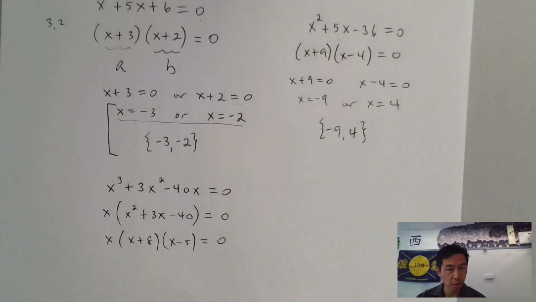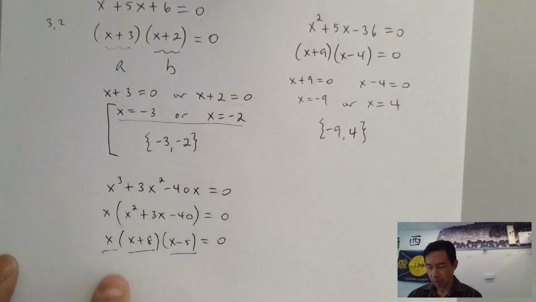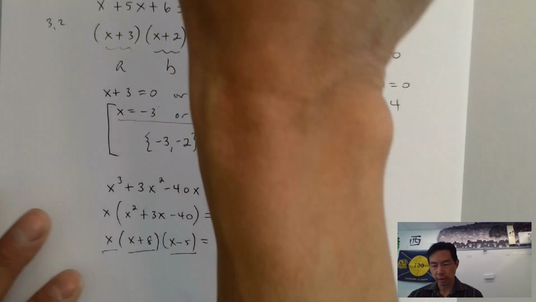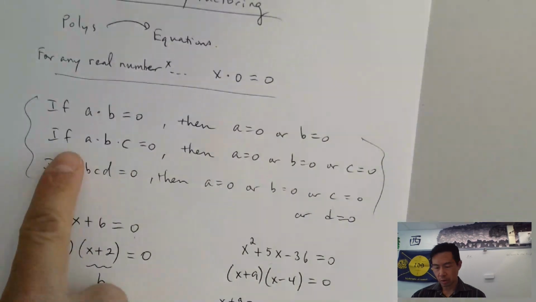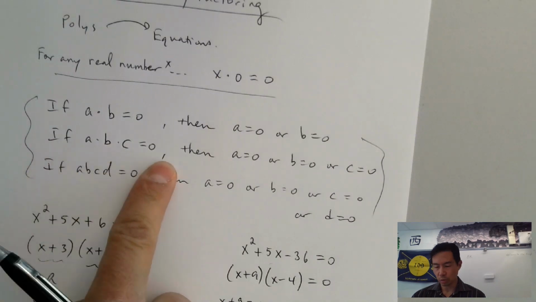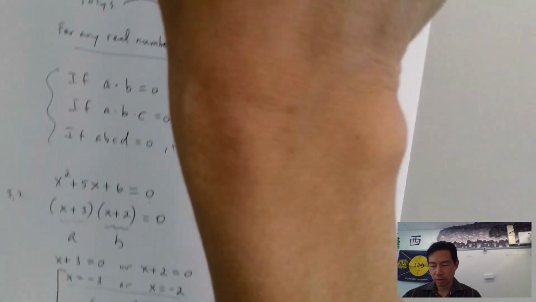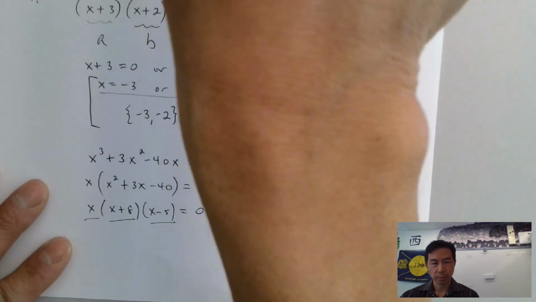How many factors do you see? There are 3. 1, 2, 3. So it is possible that this factor is 0, or this factor is 0, or this factor is 0. Just like up here. If A, B, C equals 0, then A is 0, or B is 0, or C is 0. We must consider all three possibilities.